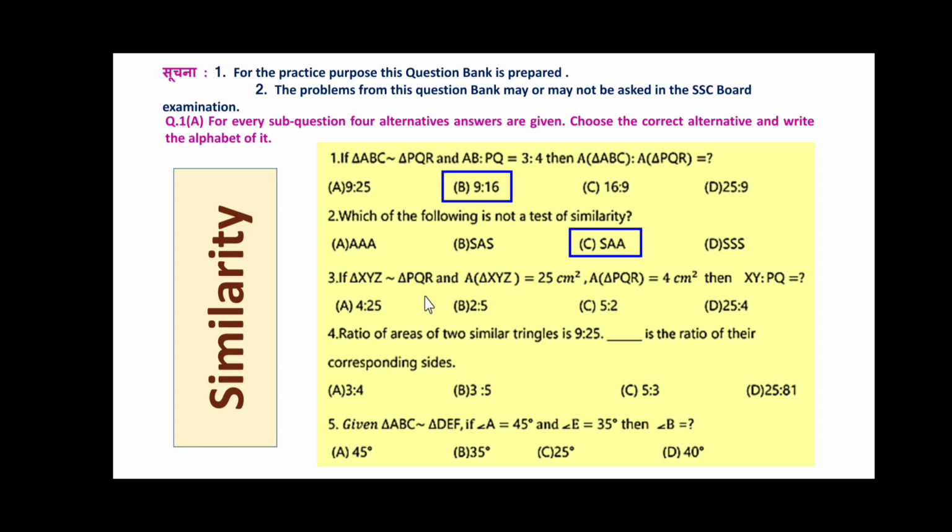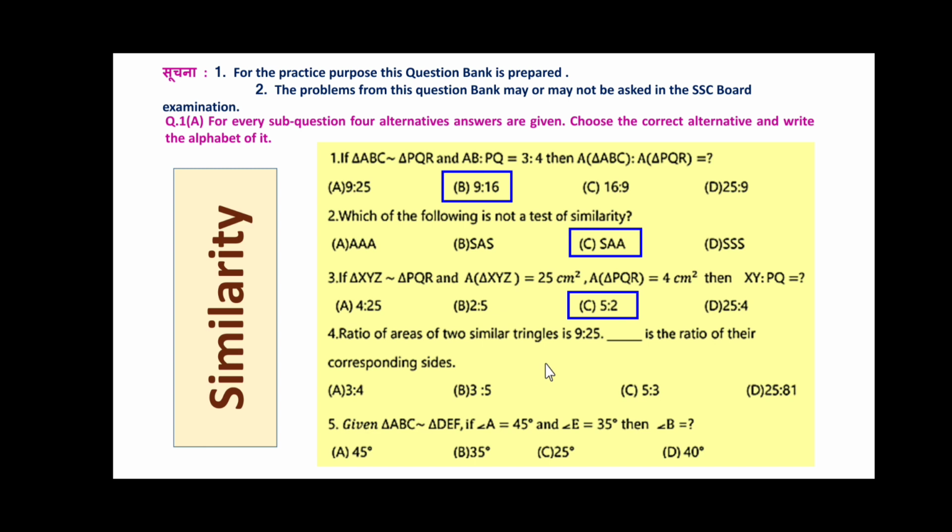If triangle XYZ is similar to triangle PQR and the area of triangle XYZ is 25 cm square and that of triangle PQR is 4 cm square, then what is the ratio of XY to PQ? Friends, if the triangles are similar, just like in problem number 1, the ratio of the areas is given, 25 upon 4. So naturally if you take the square root of these two, we get 5 as to 2 as the answer. So here option C, 5 as to 2.